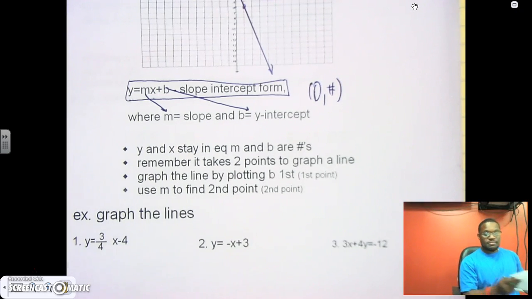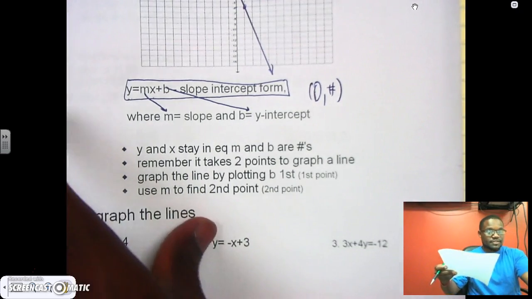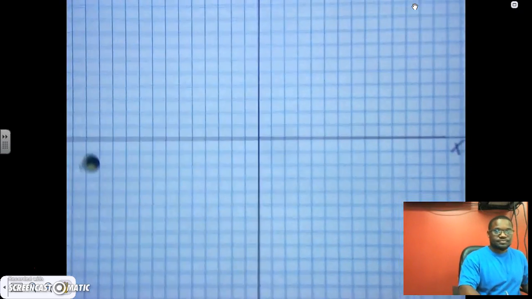Okay, so I'm going to get out my graph paper. Be nice if you had some. And we're going to graph.